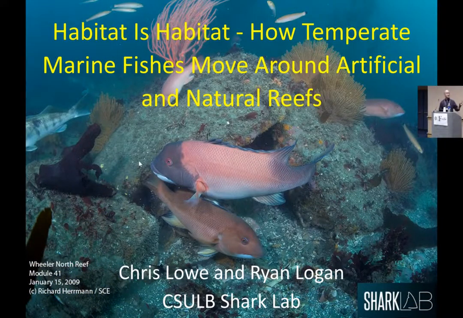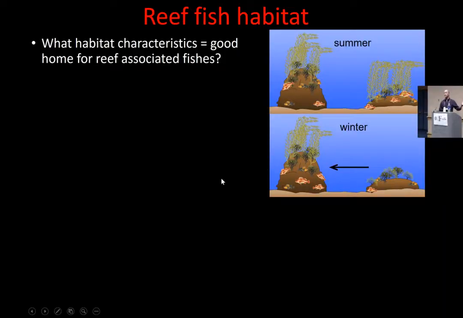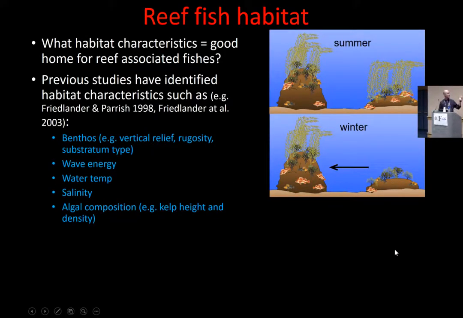Many previous fish ecology studies have identified a variety of characters that we think are important key habitats. For example, for the benthos, things like vertical relief, high rugosity, and the substratum type itself are very important for increasing species diversity, abundance, and biomass. Of course, environmental variables like wave energy, water temperature, and salinity can also affect how those benthos factors affect species diversity and abundance. And then there are things growing on that substratum, whether it be rock or coral. You can have algal height, algal composition, and density that can also affect that complexity.